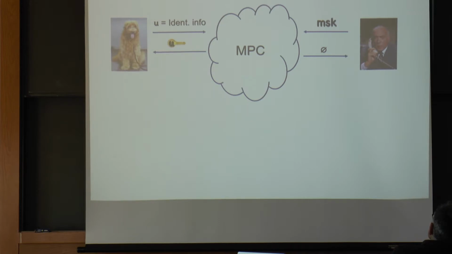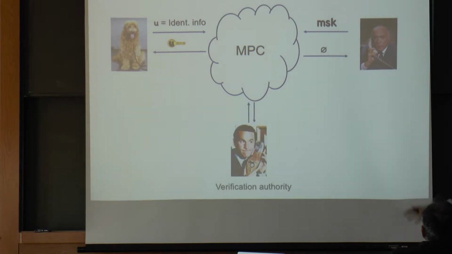So we can actually accomplish this functionality, where the two sides give their inputs, one side gets their secret key, and the other side learns nothing about the user, using a general multi-party computation protocol. Just as a little aside, we need to somehow verify that the user actually did give the right identifying info, so you'd need some sort of verification authority.